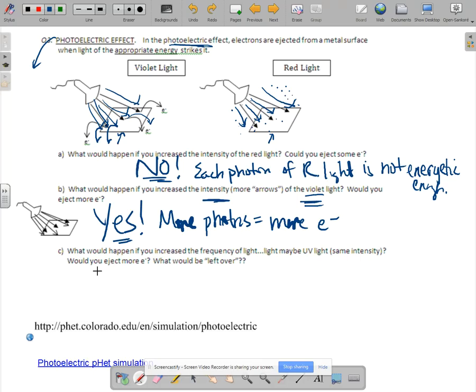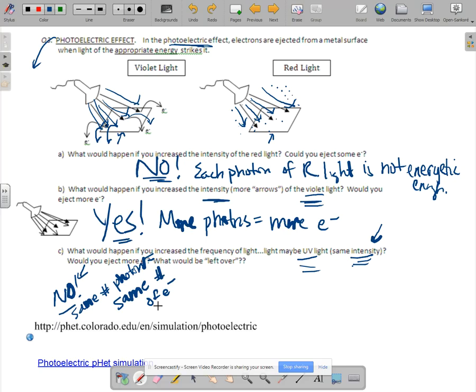Okay? And then it says, what would happen if you increase the frequency of light? So instead of violet light, let's say you use UV light, which is more energetic. Same intensity. Would you eject more electrons? It's a really, really good question. The answer is no, because if the intensity is the same, the same number of photons means you're going to eject the same number of electrons. So you would eject the same number of electrons if indeed you're using the same intensity.